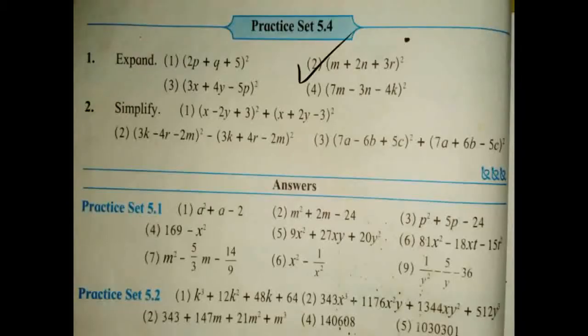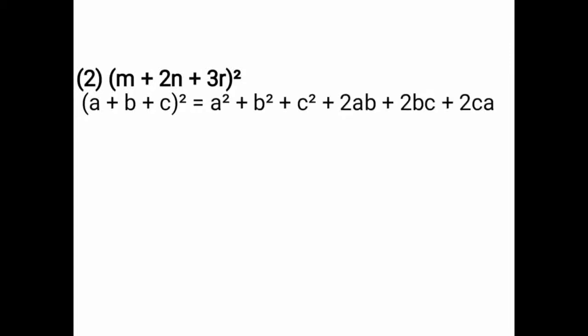Next, (m plus 2n plus 3r) the whole square. (a plus b plus c) the whole square is equal to a square plus b square plus c square plus 2ab plus 2bc plus 2ca. Write the question again and expand it in this form, because the question is in (a plus b plus c) the whole square form.